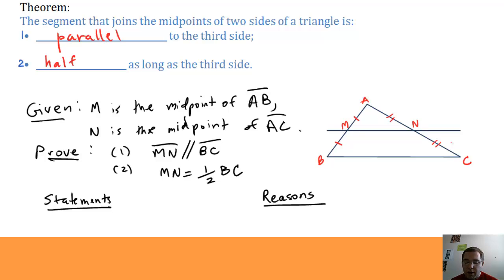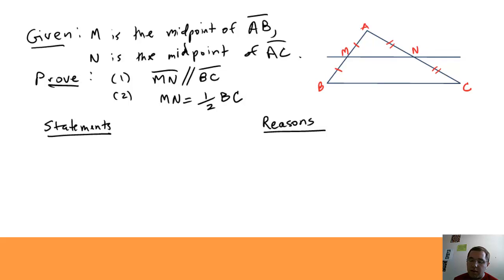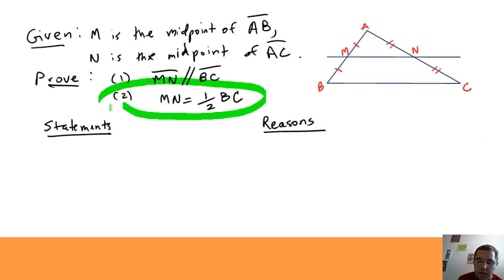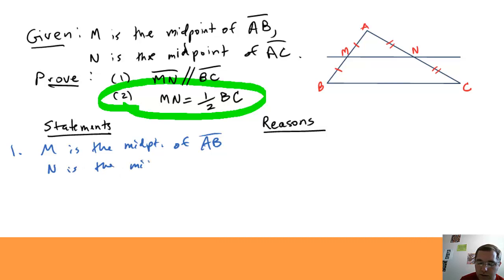So let's prove this theorem. I'm not going to prove that MN is parallel to BC. That follows almost directly from the theorem we just looked at above this. Since there's only one line through point M that's parallel to BC, that line has to be MN. So instead, let's just prove number 2. Okay? What do we start with? The givens. M is the midpoint of AB, and N is the midpoint of AC. Reason: given.